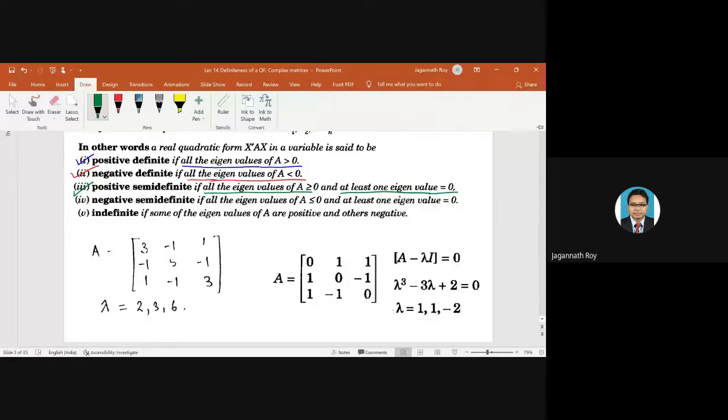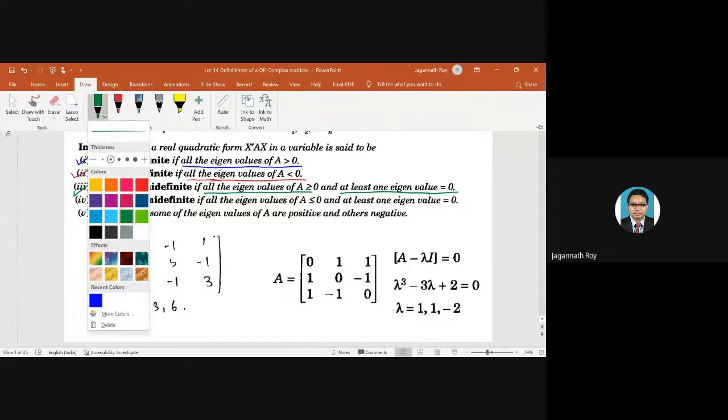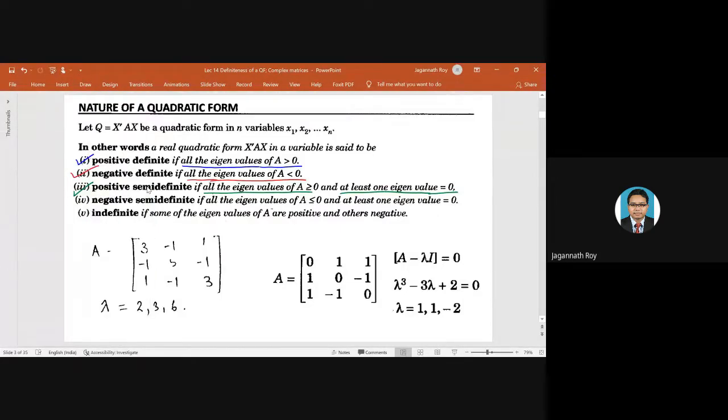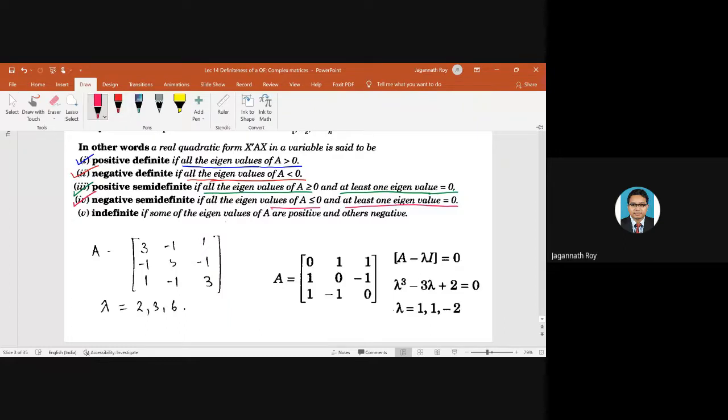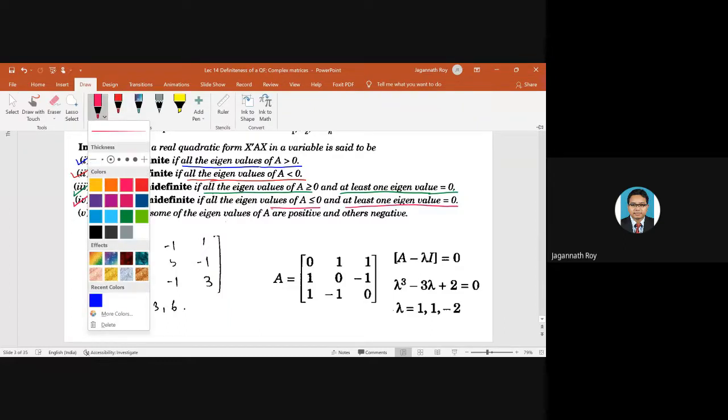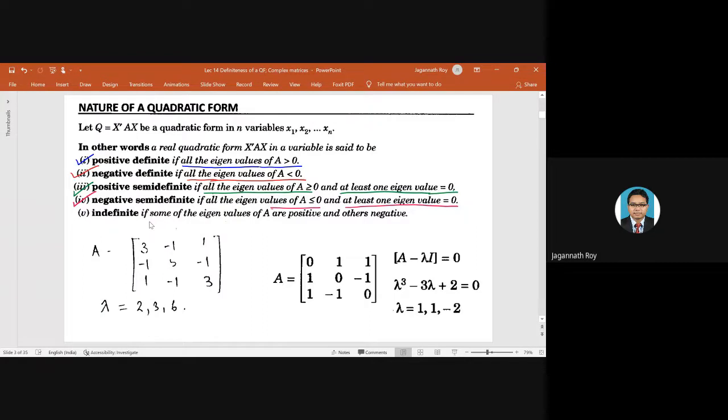Then we may have another case where all the eigenvalues are negative, but at least one should be 0. This is called a negative semi-definite, and it will be called indefinite if none of the above cases hold. That means some are positive, some are negative.